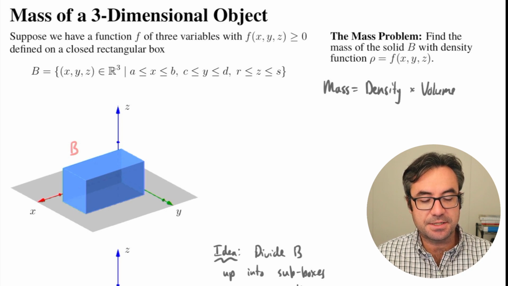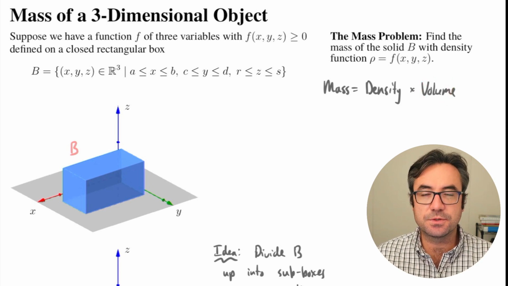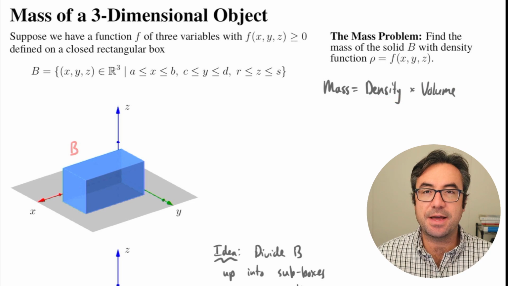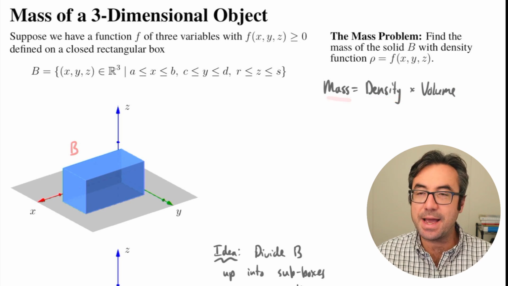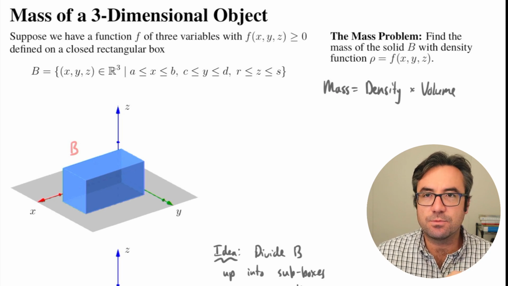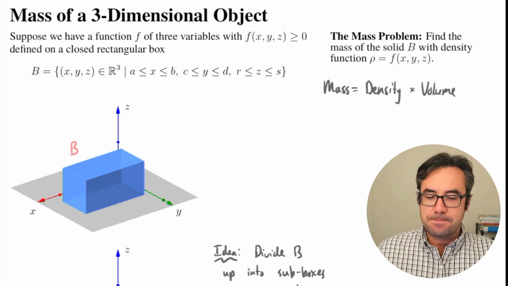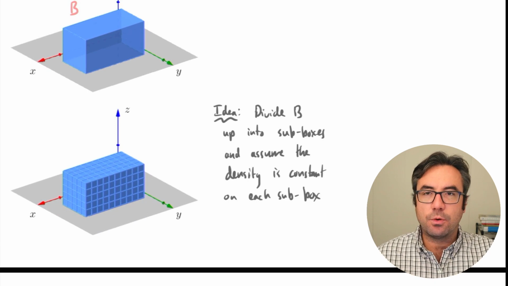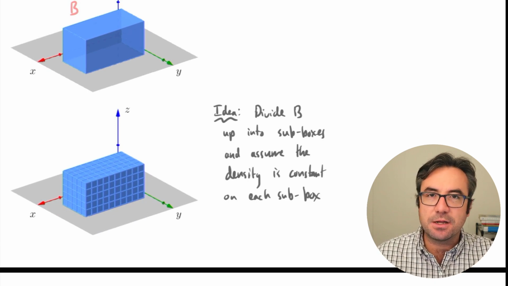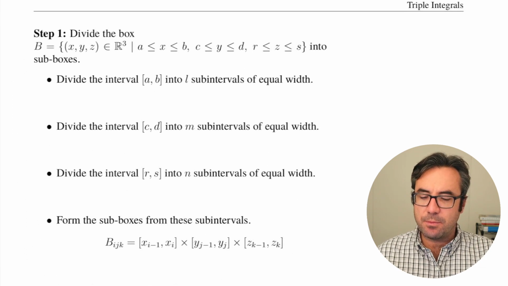So if our density is constant, well then we can just figure out the volume for each of those little pieces, multiply it by that constant density, and we get the mass for each of those little chunks. And then we add up the mass of all those little chunks together, and we get the total mass. So whenever we divide something up into a whole bunch of little pieces and then add up the result, that's integration.